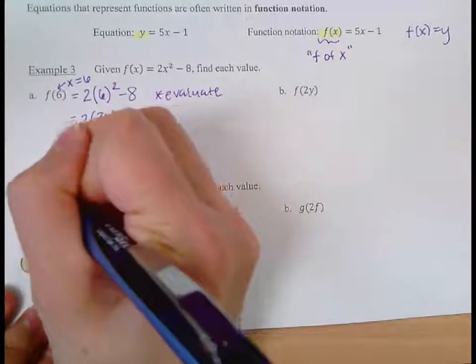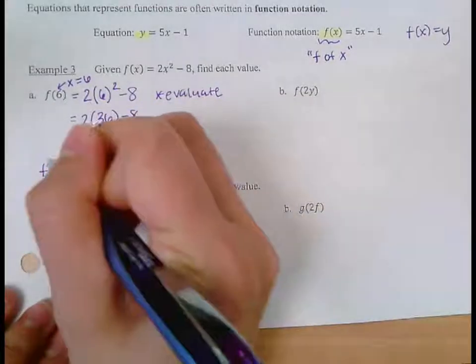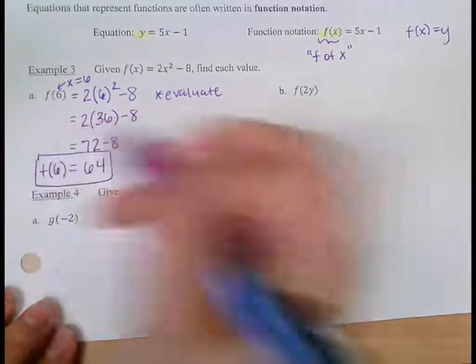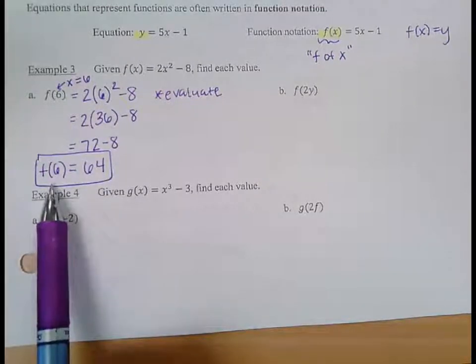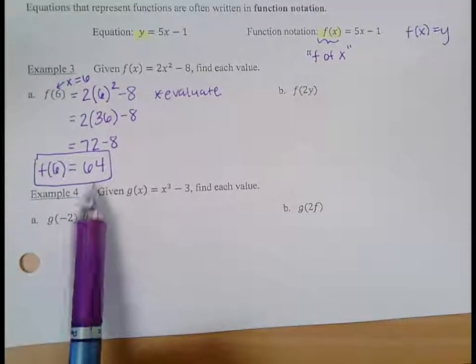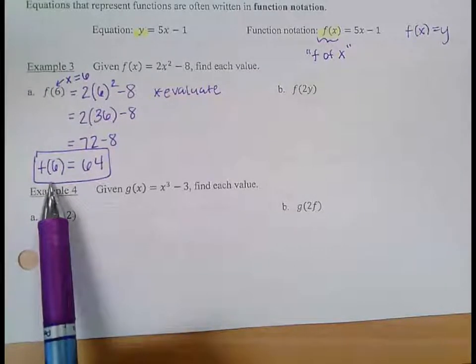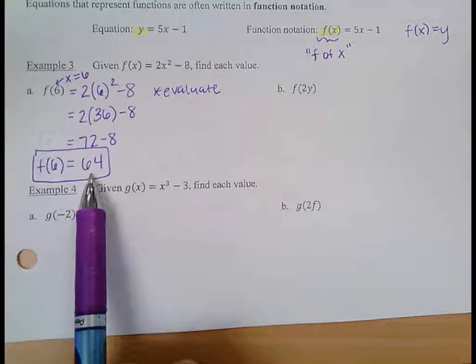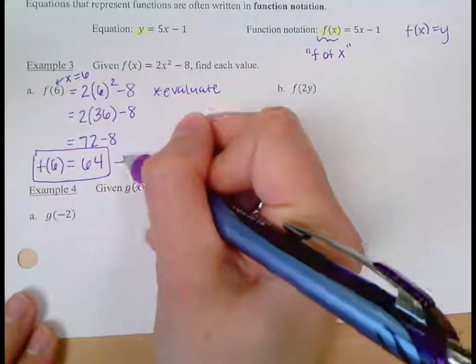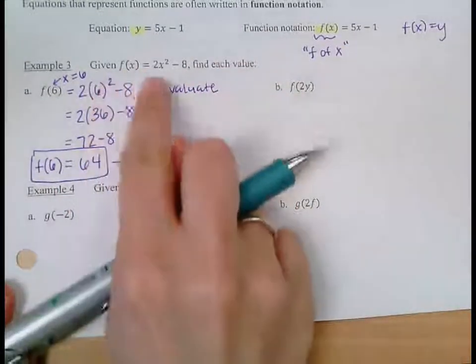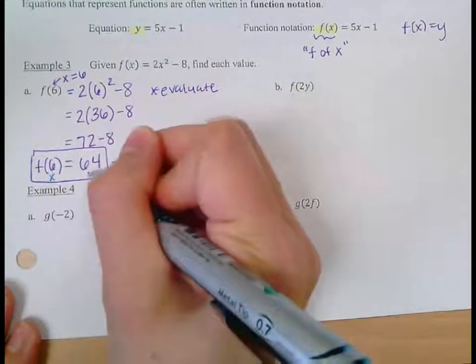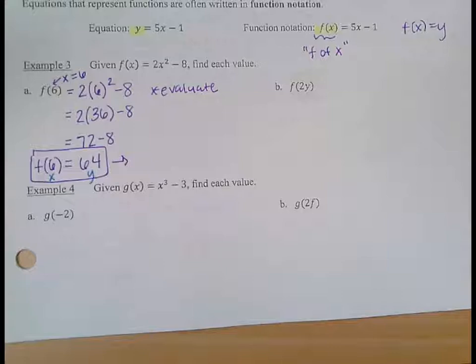If you bring down and you say f of 6 equals 64 and you have that whole thing as your answer, that's fine. I don't want to see you divide both sides by 6 though, because again, this is not f times 6. You're not solving for f. 64 is the answer. What this means is, for this function, when the x value is 6, the y value is 64.